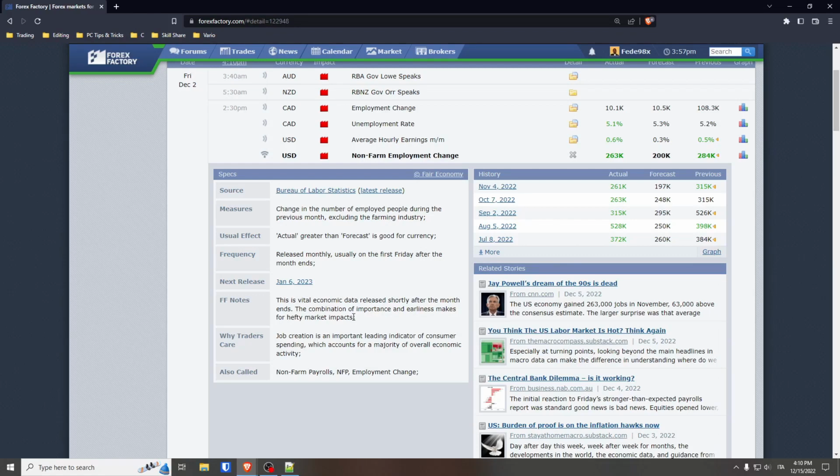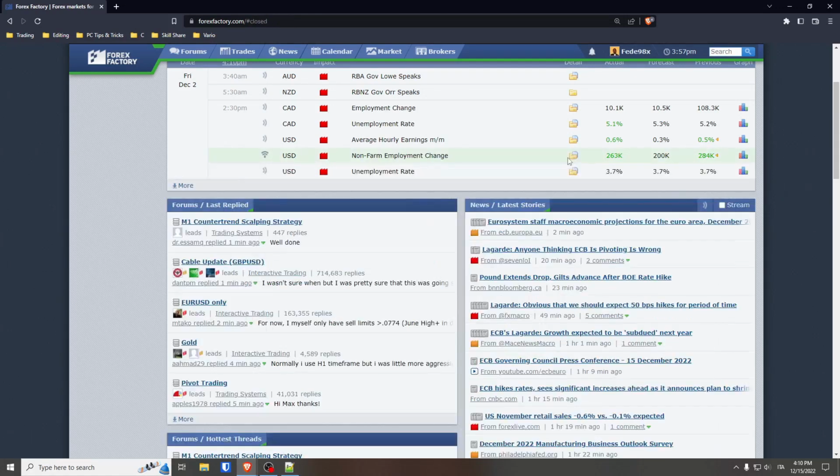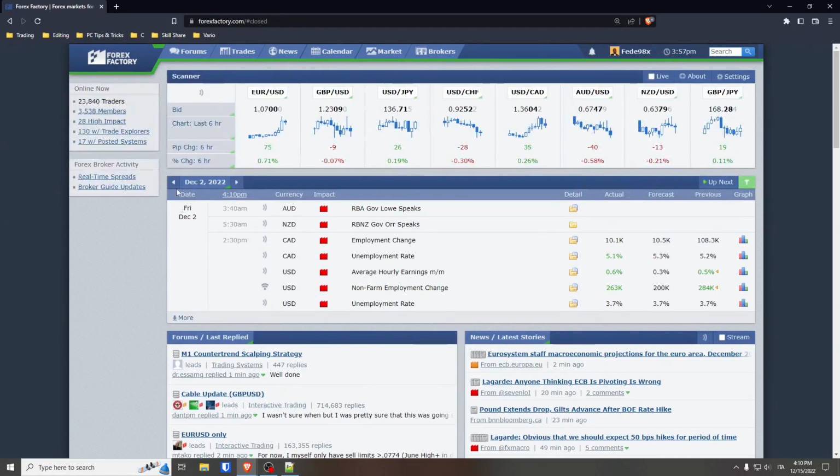This is vital economic data released shortly after the month ends. The combination of importance and timeliness makes for hefty market impacts. Job creation is an important leading indicator of consumer spending, which accounts for a majority of overall economic activity. It's also called the non-farm payrolls, NFP and employment change. And then we have our interest rate.